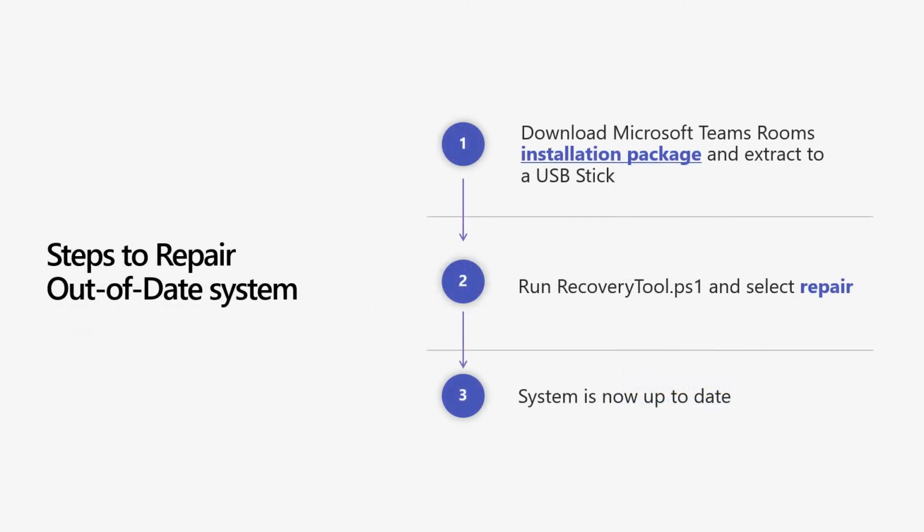There is a recovery tool that you can download that will help you to repair Teams Rooms or reset the device back to factory. If the device has not had a custom image laid down on it, or the partition table hasn't been tinkered with, this tool will work. You can download the installation package and run a recoverytool.ps1 script. For repair, press option 1 to repair the device. Give it a little time, it'll reboot, and you should be good to go.